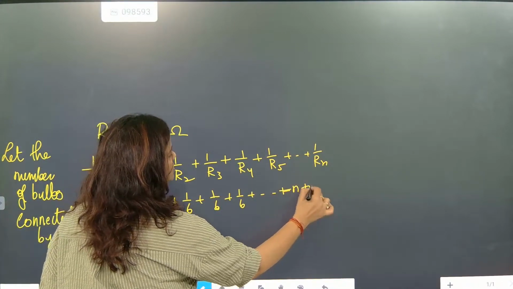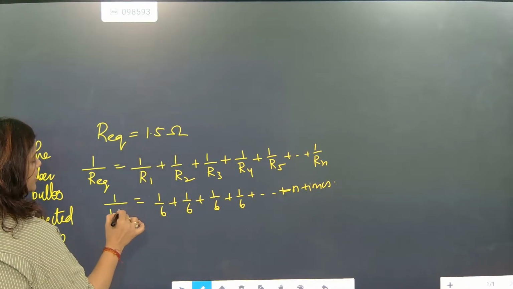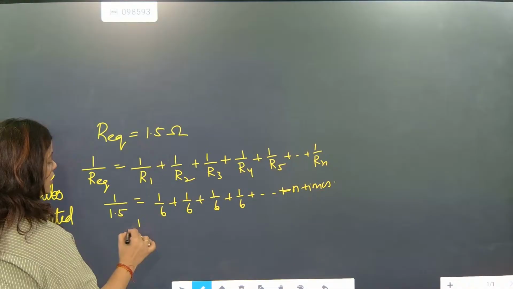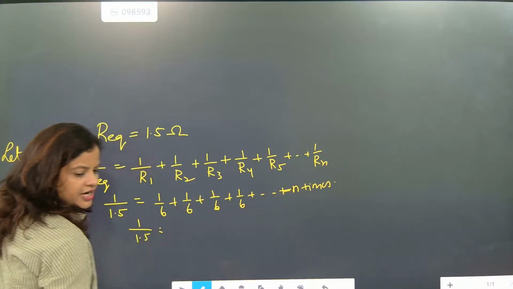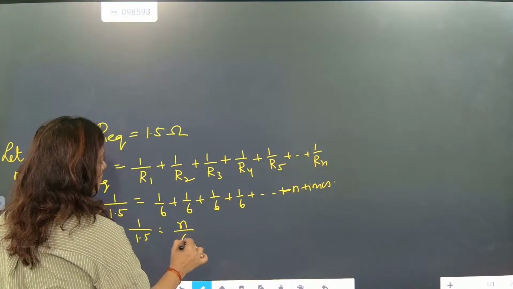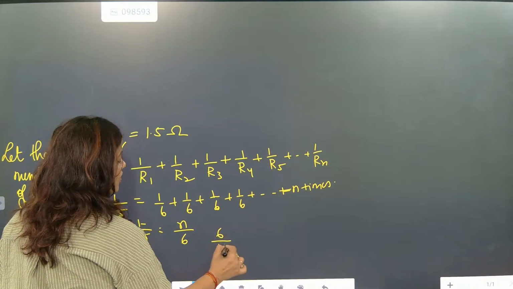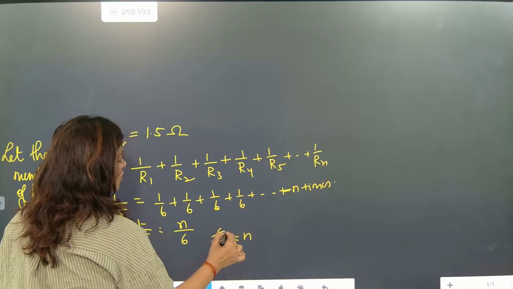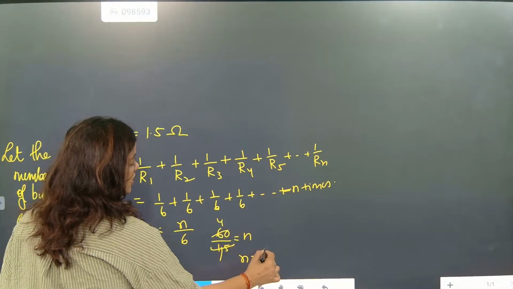So each one is having 1 by 6, repeated how many times? N times. So the equivalent is n by 6. So here it is coming 1 by 6 n times, so directly it will become n by 6. Now you have to just shift: 6 by 1.5 is equal to n. After solving, n is coming as 4.